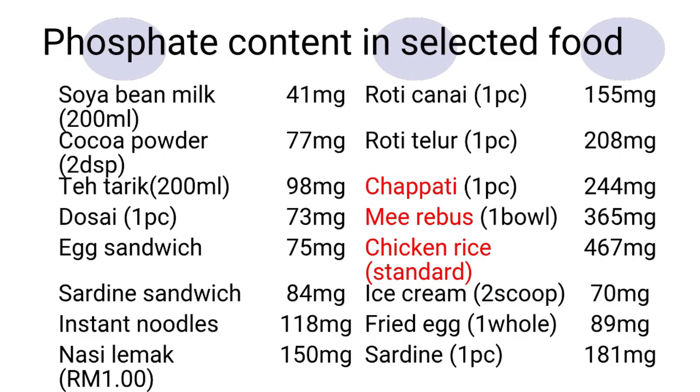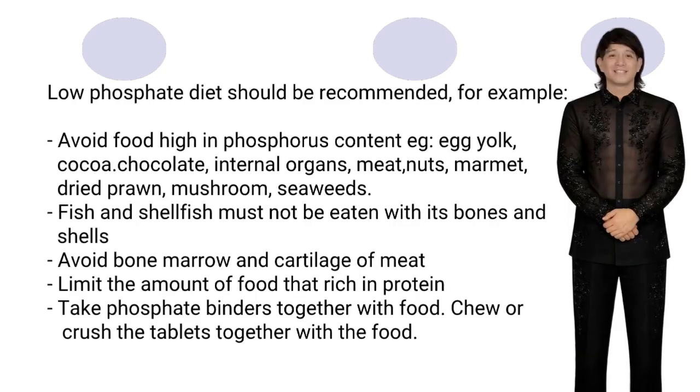Let's examine the phosphate content in various foods. For instance, a bowl of mee rebus contains 365 milligrams, while a standard serving of chicken rice has 467 milligrams. In contrast, soya bean milk has only 41 milligrams. Understanding these values helps in managing dietary phosphate intake effectively. A low phosphate diet is crucial.